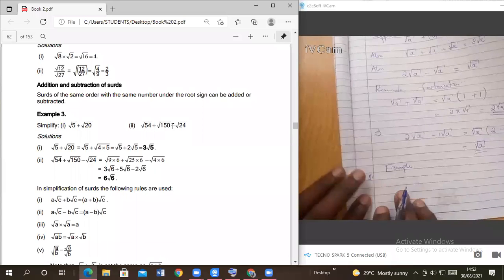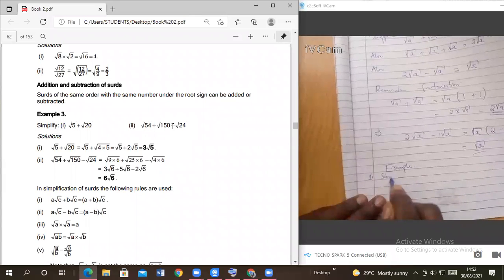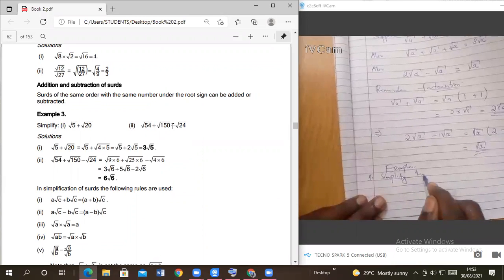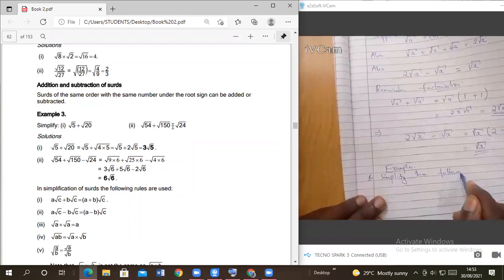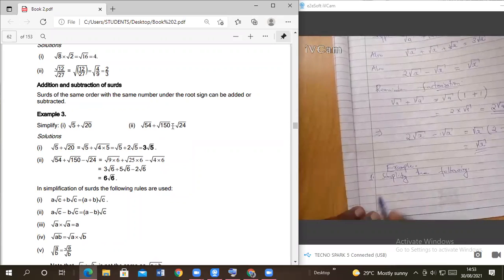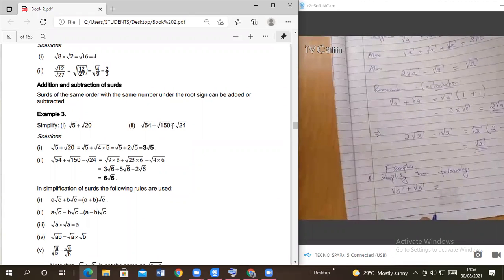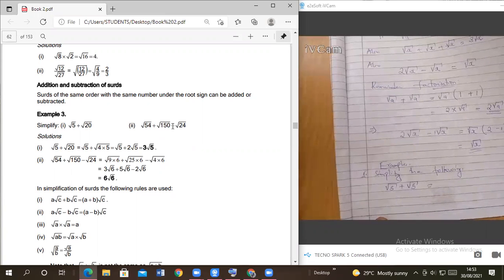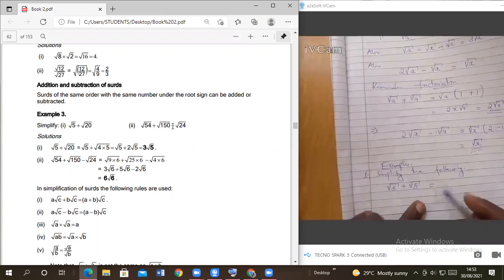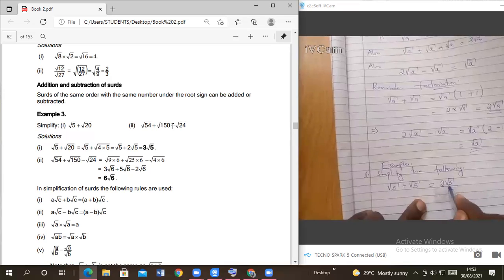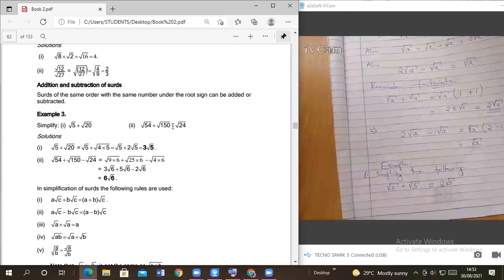Number 1, simplify the following. We have root of 5 plus root of 5. What do you get? 2 root of 5. Now, what have you discovered?